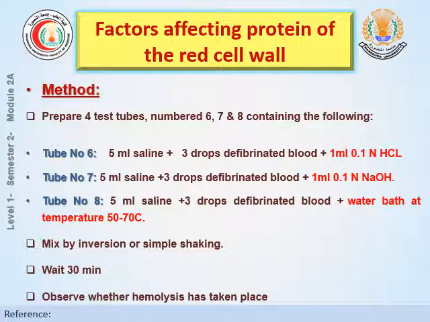Factors affecting protein of the red cell: tubes number 6, 7, 8 containing the following. Tube number 6, 5 ml saline plus 3 drops defibrinated blood plus 1 ml of 0.1 normal HCl. Tube number 7, 5 ml saline plus 3 drops defibrinated blood plus 1 ml of 0.1 normal NaOH. Tube number 8, 5 ml saline plus 3 drops defibrinated blood at 50 to 70 degrees centigrade. Wait 30 minutes. Observe whether hemolysis has taken place or not.